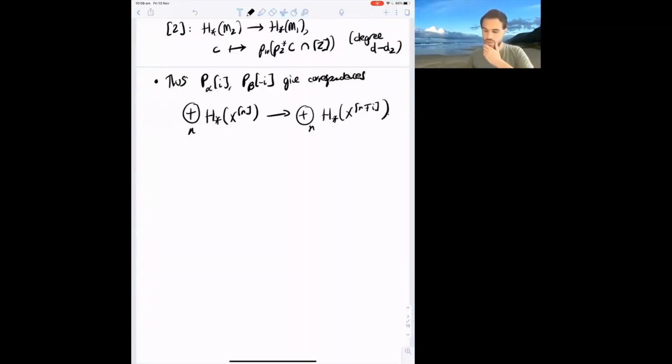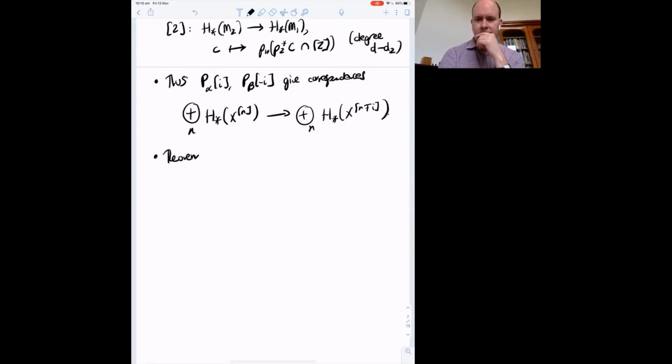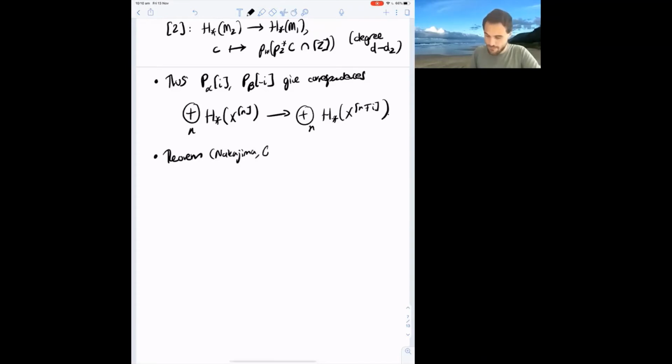So we have these correspondences, and the theorem is going to be that these afford us the representation that we want, at least if we assume one extra thing about X. This is the theorem that we've been building towards. I think, based on something Emily had said, this was concurrent work of Nakajima and Grojnowski.